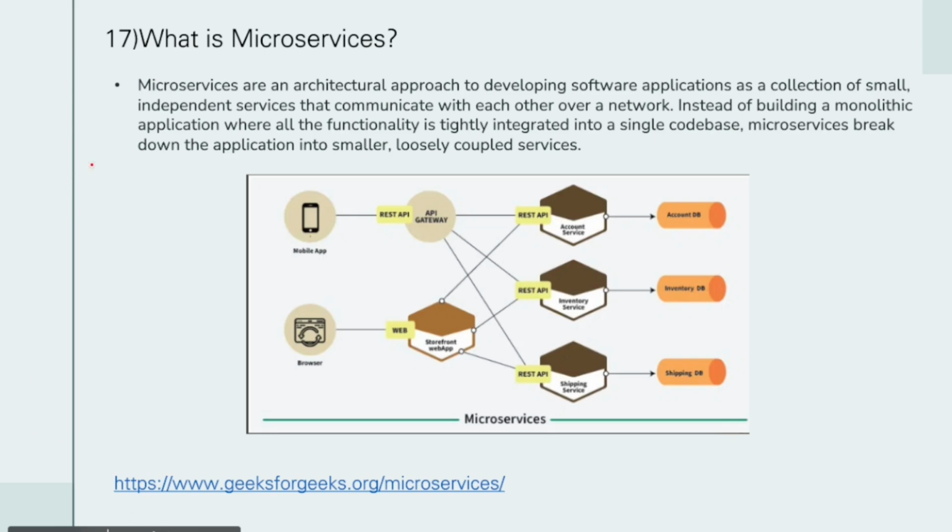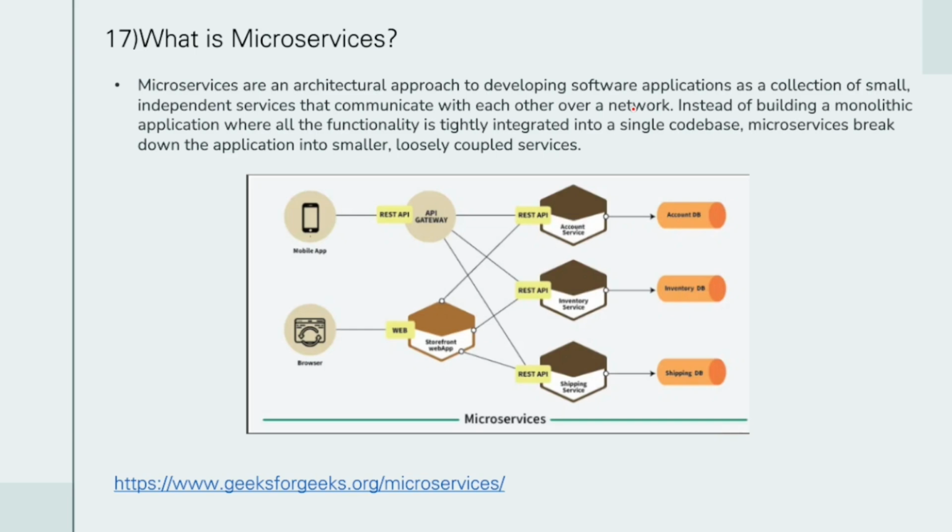what this is saying. Microservices are an architectural approach to developing software applications as a collection of small independent services that communicate with each other over a network, instead of building a monolith application where all the functionality is tightly integrated into a single code base.